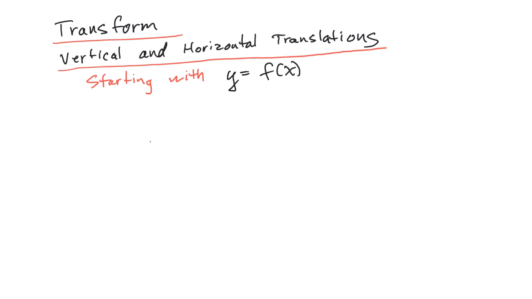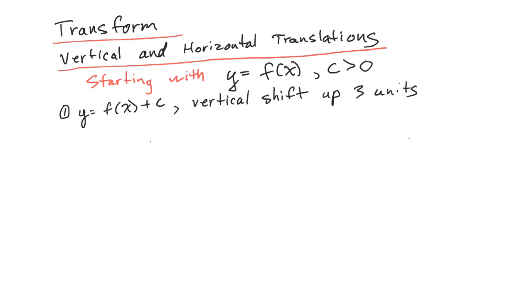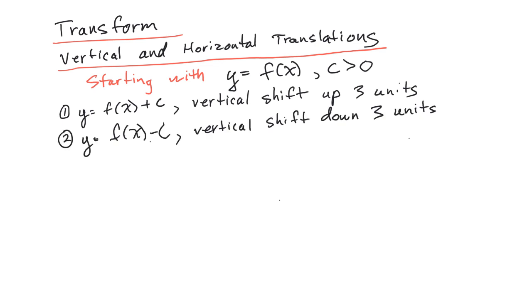So if I have the equation y is equal to f(x), where the value c is greater than 0, this will allow us to find out what's actually happening with our curve. So for y is equal to the original function plus c, we shift the graph up exactly 3 units. For y is equal to f(x) minus c, so we're taking away from it, this is a vertical translation, a shift down 3 units.